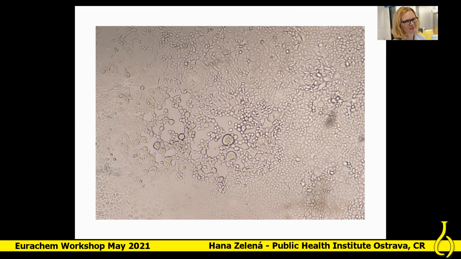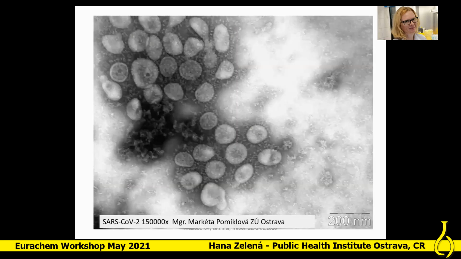And once we see cytopathic effect, then we use an electron microscope to visualize the viral particles. Next one, please. And this is the picture of SARS coronaviruses at a magnification of 100 to 200,000 times. And at this huge magnification in the electron microscope, we can see the typical viral particles of coronaviruses. Next one.